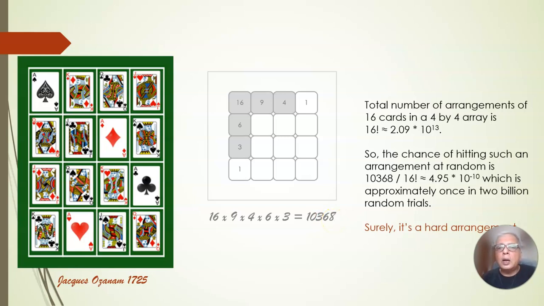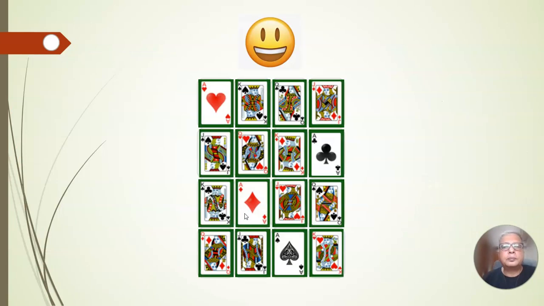10,368. It looks quite large, but if you consider the total number of cases, which is 16 factorial, there are 16 cards, so arranging them in an array of 4×4 has 16 factorial ways, which comes out to be of the order 10^13. And so if you try randomly, once or twice in 2 billion tries, you may get the correct configuration, which has no duplicate in any row or in any column. So surely it's a hard arrangement.